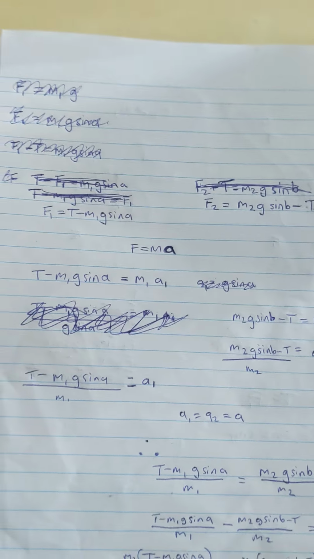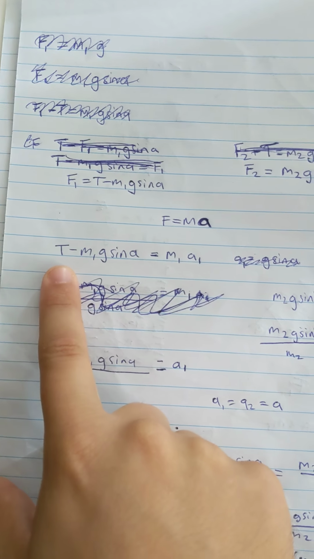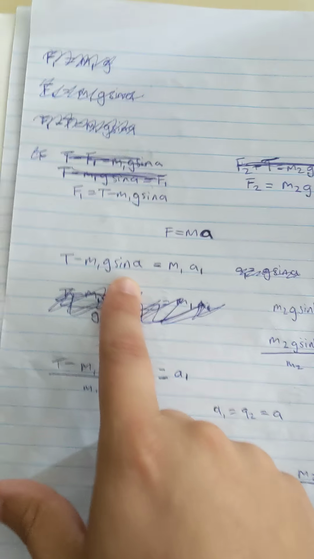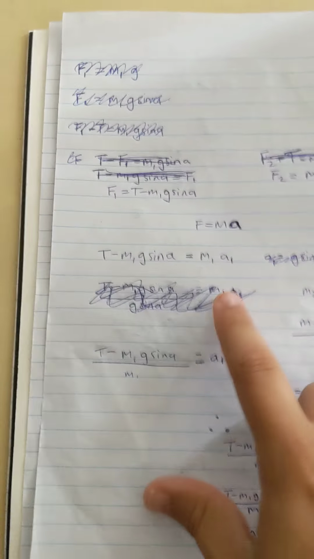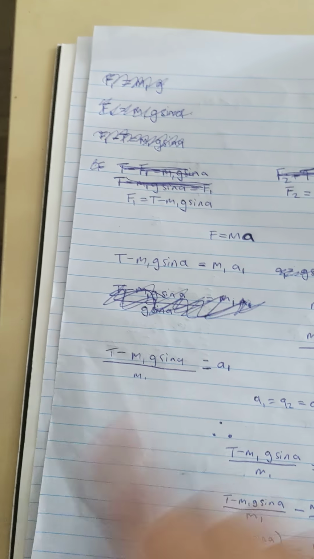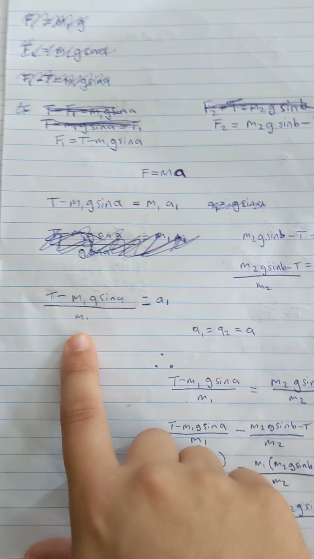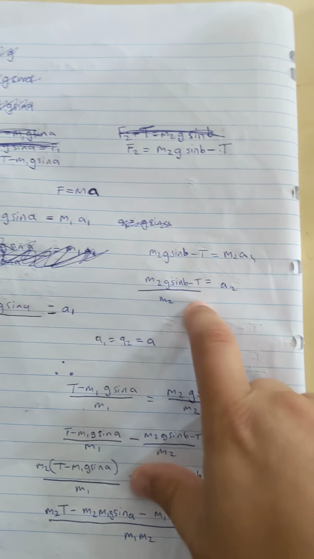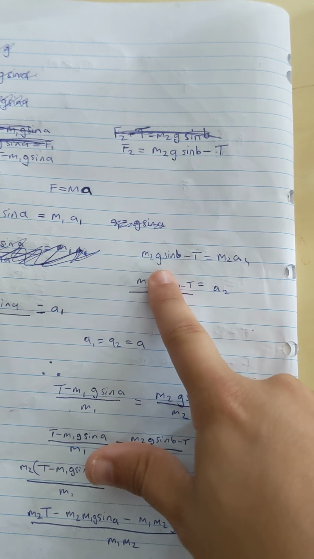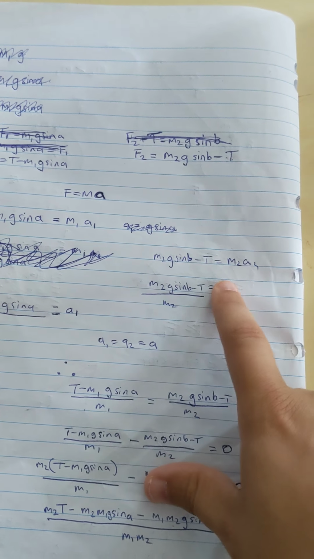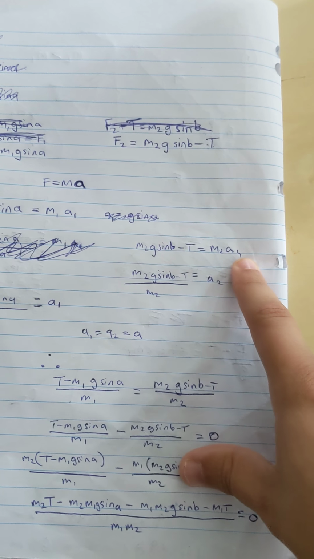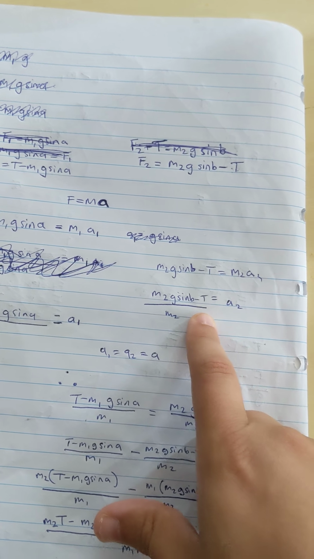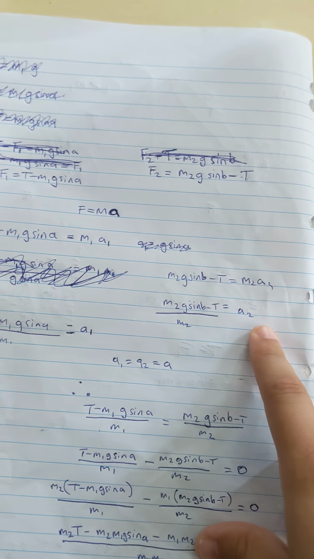We know force equals mass times acceleration. Therefore, tension minus mass 1 times gravity times sine alpha equals mass 1 times acceleration 1. So to get acceleration 1, we divide that by mass 1. And we do the same for 2. So mass 2 times gravity times sine of beta minus tension equals mass 2 times acceleration 2, which gives us m2 gravity sine beta minus tension over m2 equals acceleration 2.